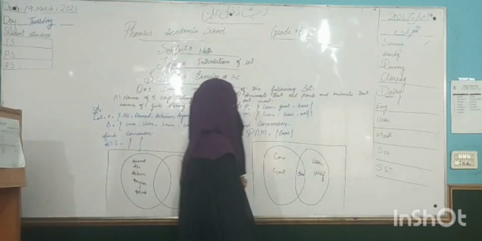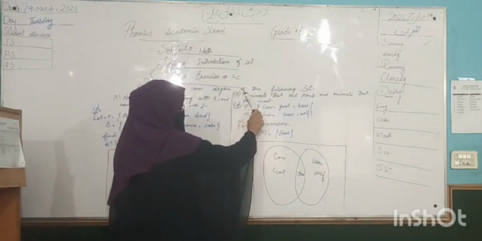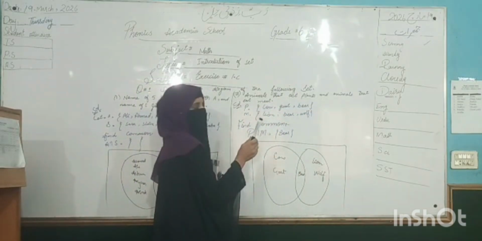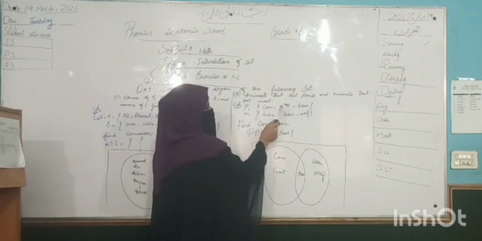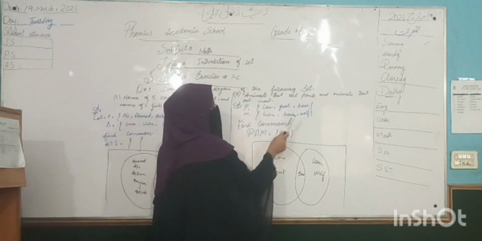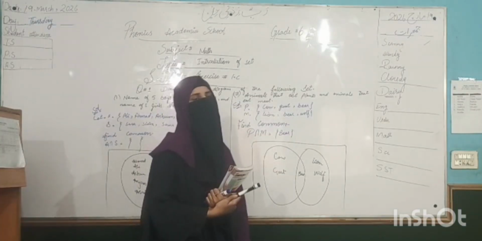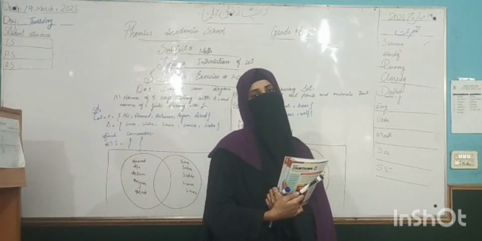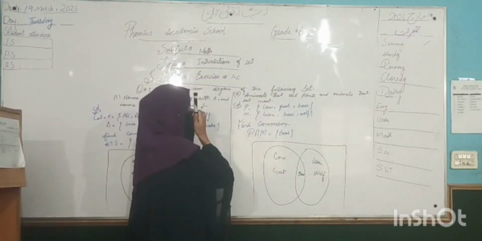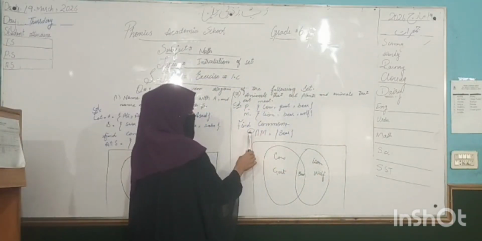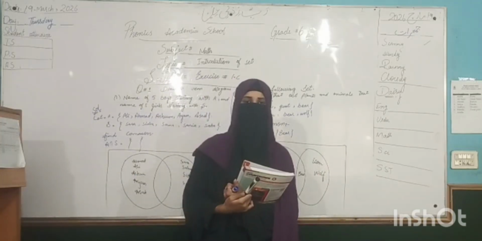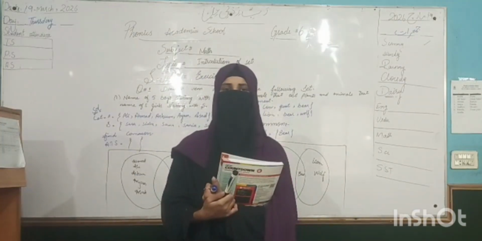So let us do question number 3. Name the animals that eat plants and the animals that eat meat. Plant eaters are cow, goat, bear, and meat eaters are lion, bear, moose. Bear is the only animal that eats both plants and animals. So students, to find the common, when you have P intersection M, because if you want to find the common of two sets, you take the intersection of those sets.